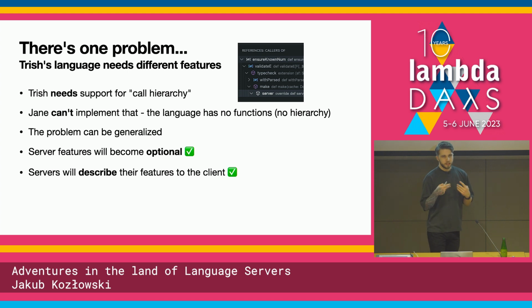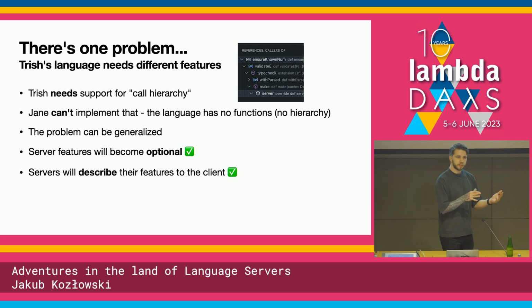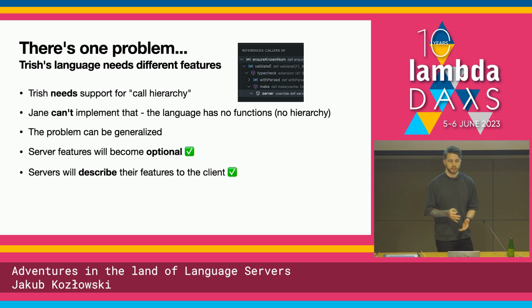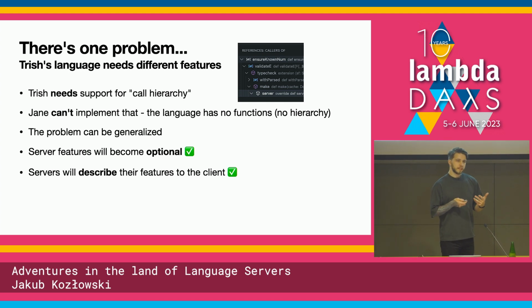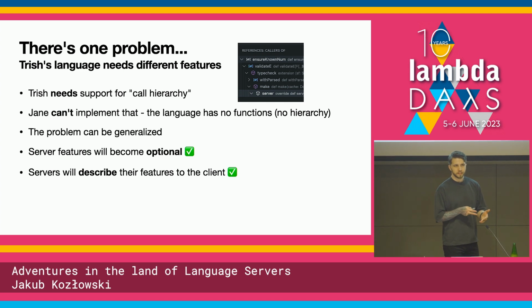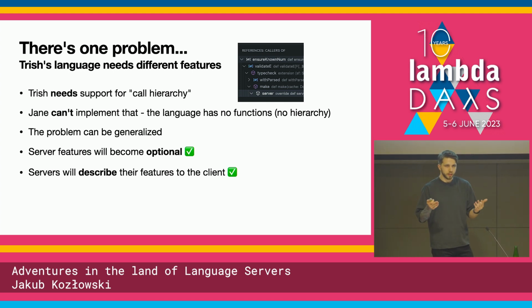Trish develops a language that is more like a general purpose programming language, and it has things like functions and modules and things like that. And that needs some more features, some features which cannot really make sense in the language that Jane had. For example, call hierarchy. The previous language that we looked at didn't have function calls. It cannot have a call hierarchy. So Trish needs that, and Jane cannot implement that.